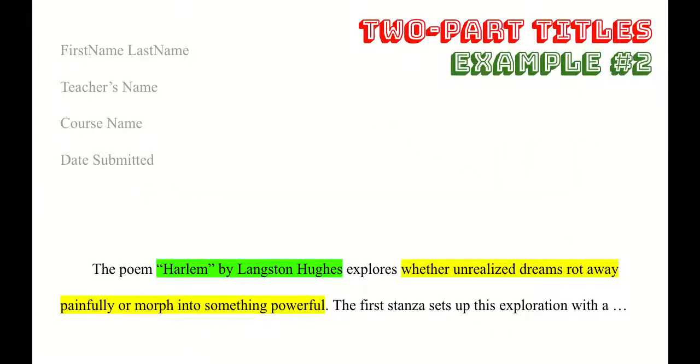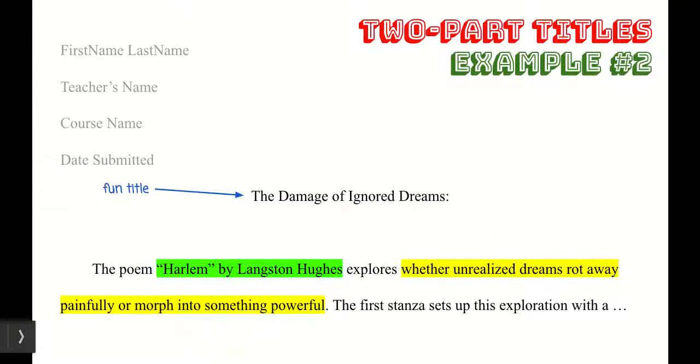In my next example, I started just with my topic sentence here so I could walk you through how I developed my title. So my topic sentence and my main idea for this paragraph is: "The poem Harlem by Langston Hughes explores whether unrealized dreams rot away painfully or morph into something powerful." So I know that at the center of this paragraph is this idea of unrealized dreams, or dreams that don't come true and what happens to them. So I thought that a good hook or fun title would be "The Damage of Ignored Dreams."